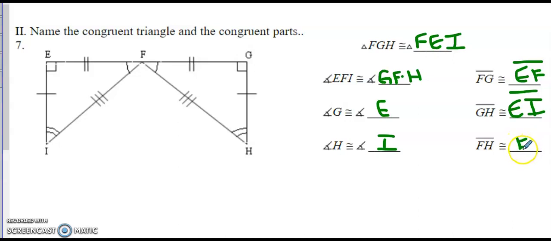Make sure you're putting the line segment symbol above it, because that's an indication that we're talking about a shape. Without it means it's a distance. So we're comparing 2 shapes here.